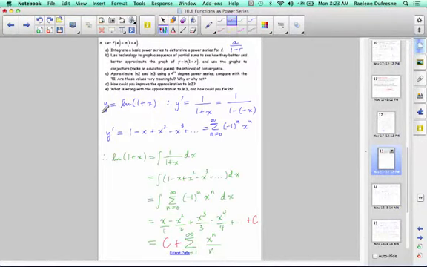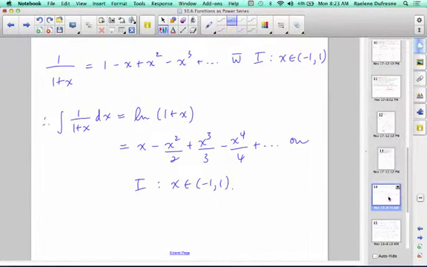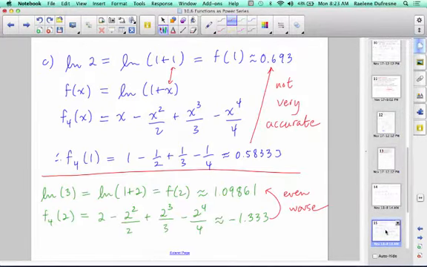Okay, then in part D it says, how could we improve the approximation to ln 2? Well, ln 2 isn't going to get any better really unless we take more and more terms, but then we'd have to wonder, is x equal to positive 1 in the interval of convergence or not? And so what that really means is we would have to take a look at the power series at the endpoints, because maybe x equal to 1 actually should be included in the interval of convergence.